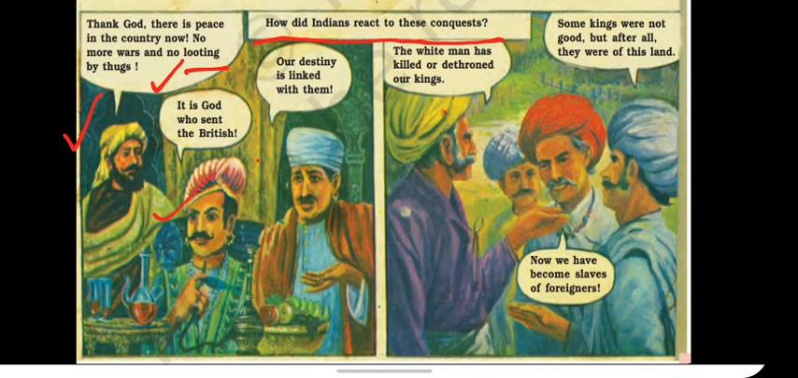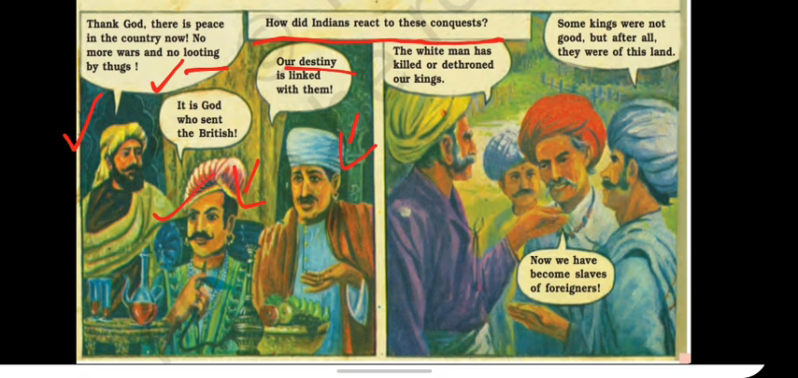Now you see a general prince here. "Our destiny is linked with them." Destiny means future, right? So our future is linked with the Britishers. So they are praising the coming and power of British in India, the company's power.